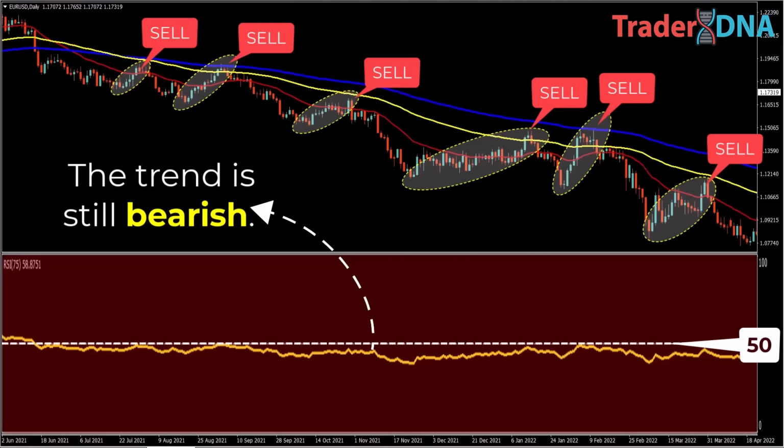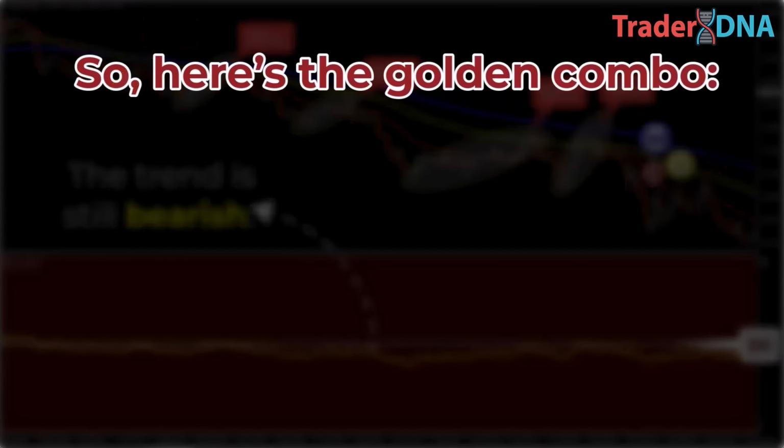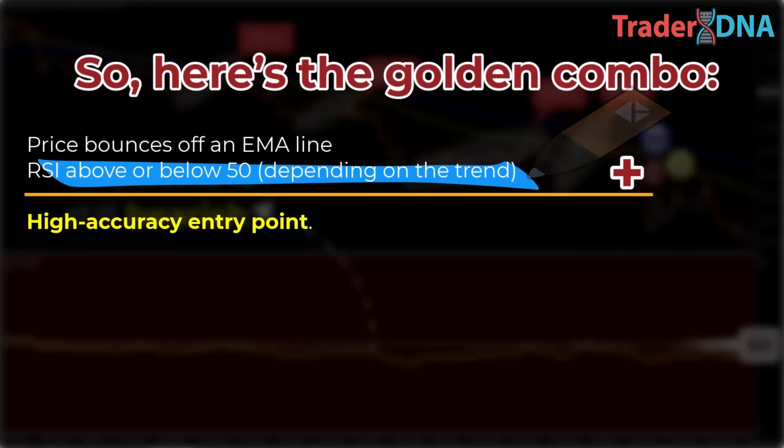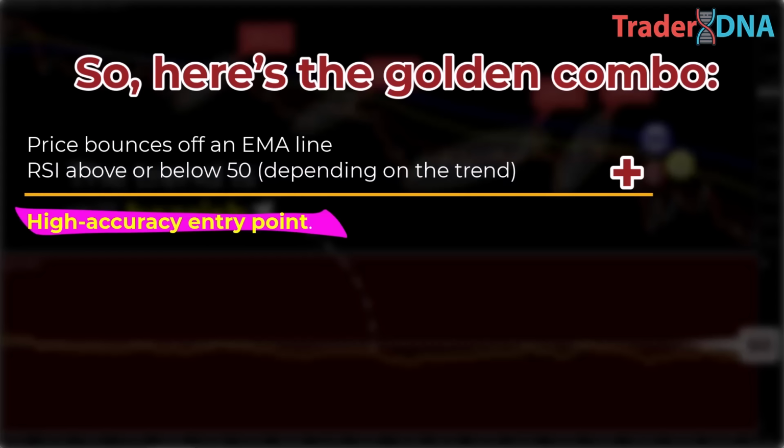Boom. That's it. And what makes this even cooler is how it works with your EMAs, because when price pulls back and touches one of your EMA lines, whether it's the 25, 75 or 140, and at the same time, the RSI is still above 50 for bullish or below 50 for bearish, that's your green light. That's your confirmation. That's when the trend says, I'm still strong. Let's go. So here's the golden combo. Price bounces off an EMA line plus RSI above or below 50, depending on the trend, equals high accuracy entry point. It's like having two filters working together.